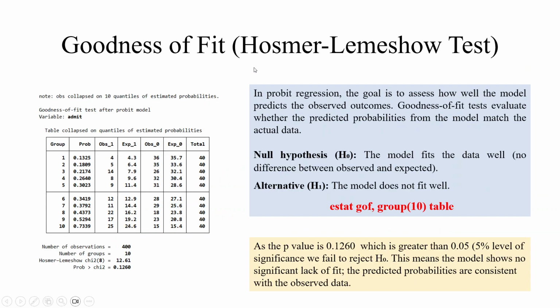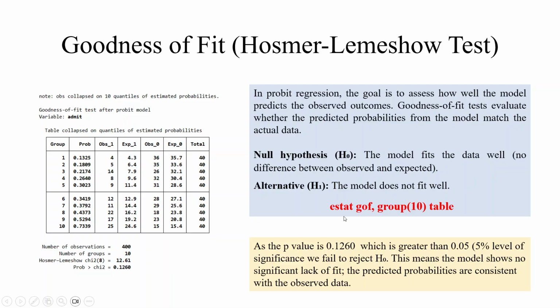Goodness of fit, that is the Hosmer-Lemeshow test. In Probit regression, the goal is to assess how well the model predicts the observed outcomes. Goodness of fit tests evaluate whether the predicted probabilities from the model match the actual data or not. Null hypothesis: the model fits the data well, no difference between the observed and expected. Alternative: the model does not fit well.